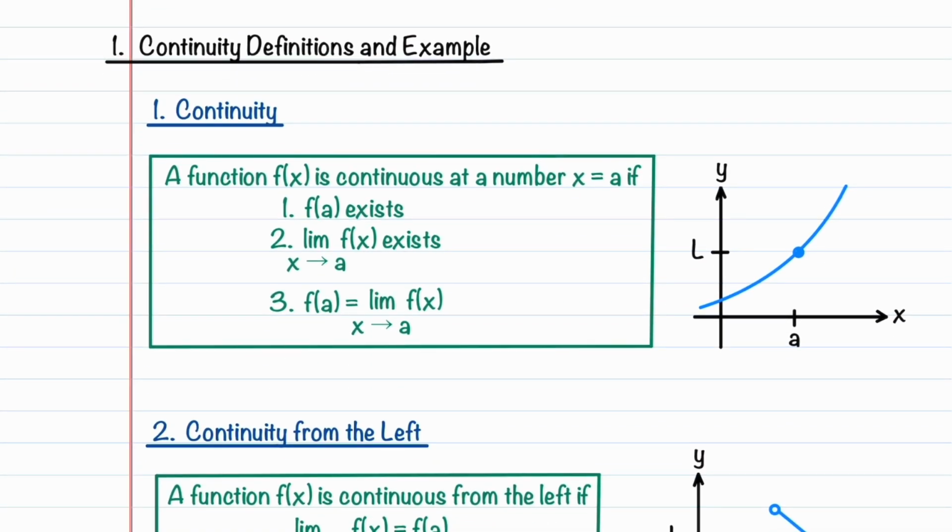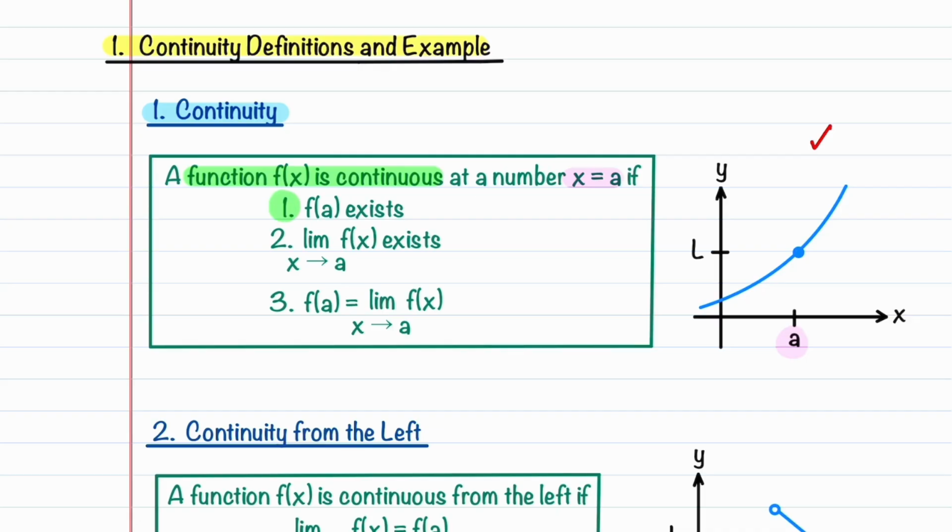Let's start by looking at continuity definitions and then walk through an example. The first definition that we're going to look at tells us what the three conditions are for a function to be continuous. The function that I've drawn here on the right is an example of a function that is continuous. Our definition tells us that a function f of x is continuous at a number x equals a, over here on our graph, if three requirements are met.